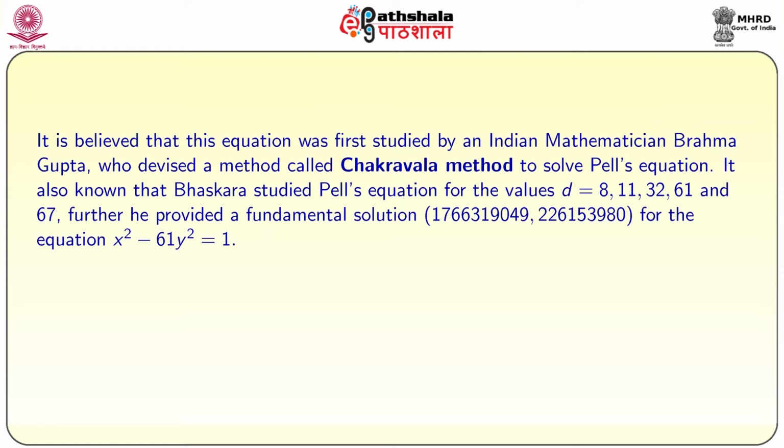Further, he provided a fundamental solution for the equation x square minus 61y square equal to 1. You can see that the values of x and y are very big. The fundamental solution is the smallest solution, and the smallest solution is very big. So that shows that Pell's equation is very difficult to solve.